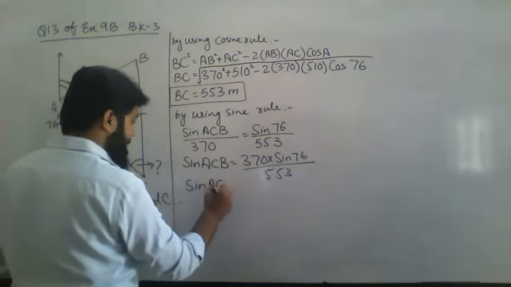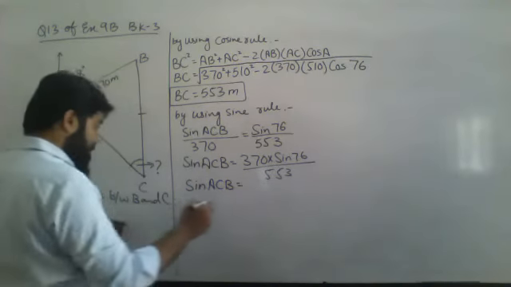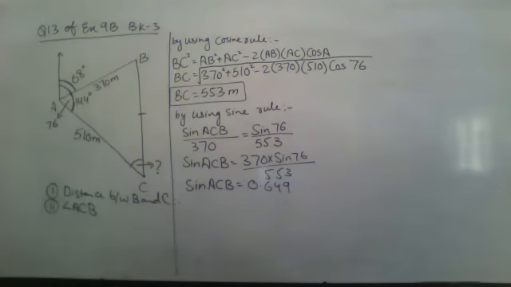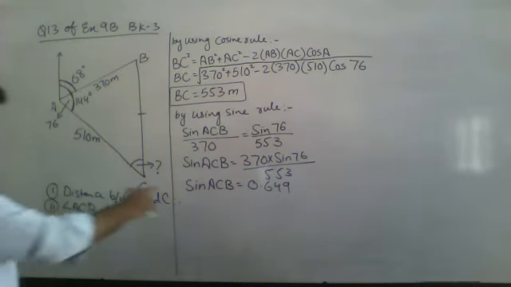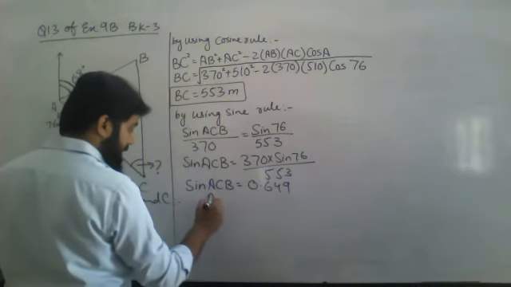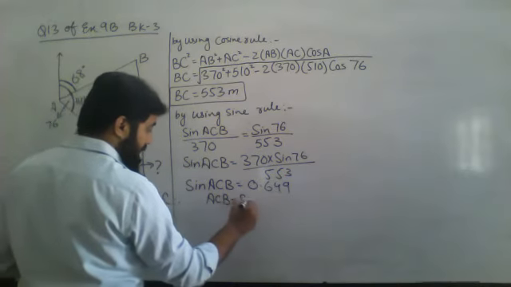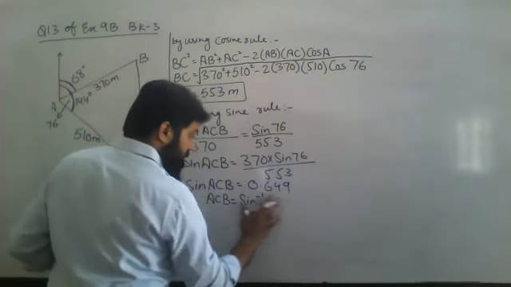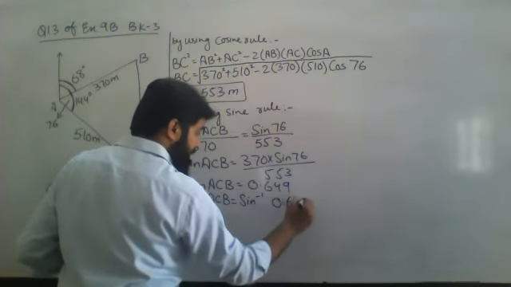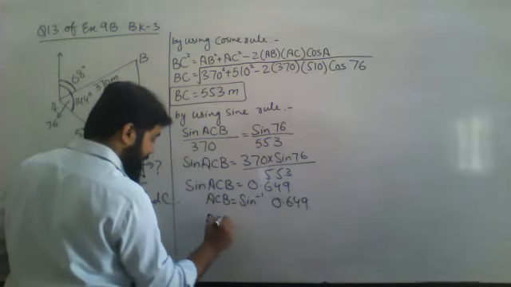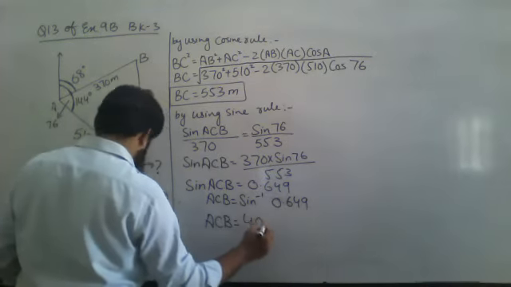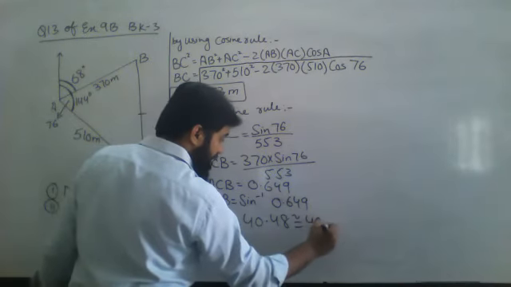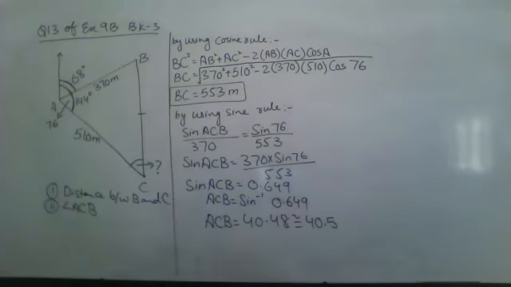So I am getting sine ACB equals to 0.649. So when I'm shifting this over here, ACB equals to sine inverse of 0.649. So the value of ACB is coming 40.48, which I can take as 40.5.